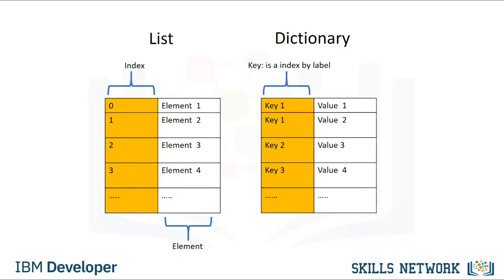The key is analogous to the index. They are like addresses, but they don't have to be integers. They are usually characters. The values are similar to the element in a list and contain information.